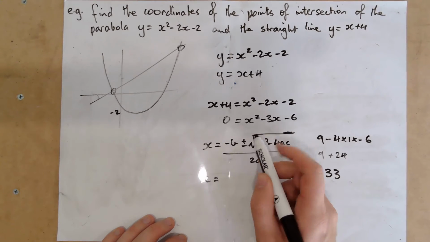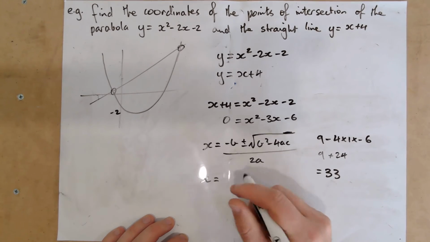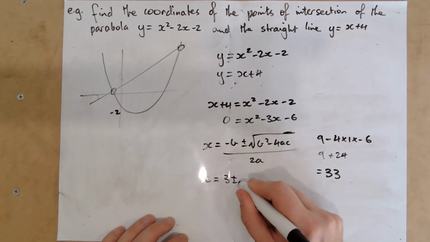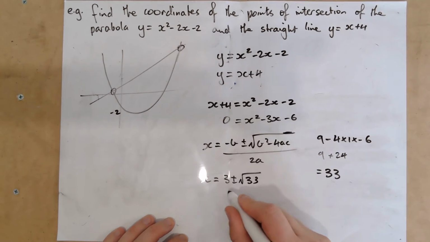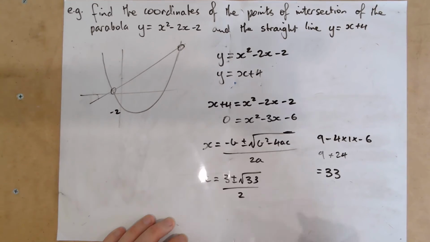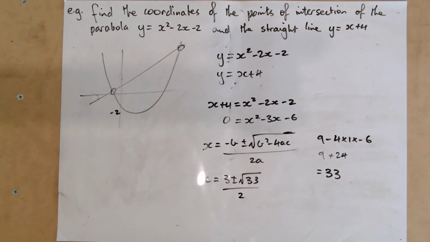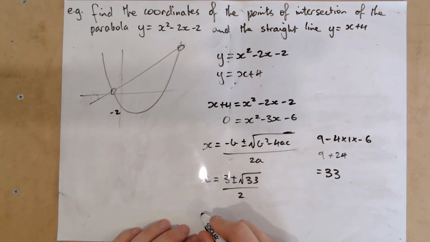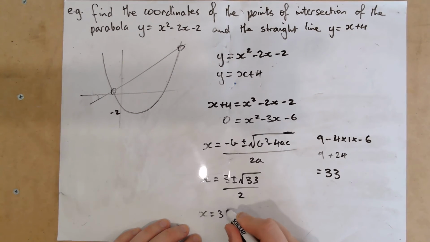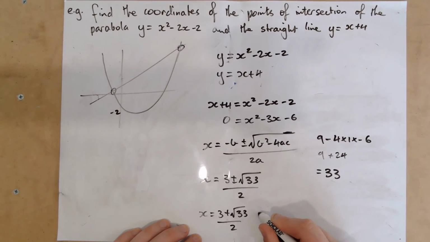Negative b is positive 3. Plus or minus the square root of, we don't need to work this out, we just did, it's 33, over 2 times a, which is just 2. So we'd have 2 x values here. So we've got x equals 3 plus root 33 on 2, and x equals 3 minus root 33 on 2.